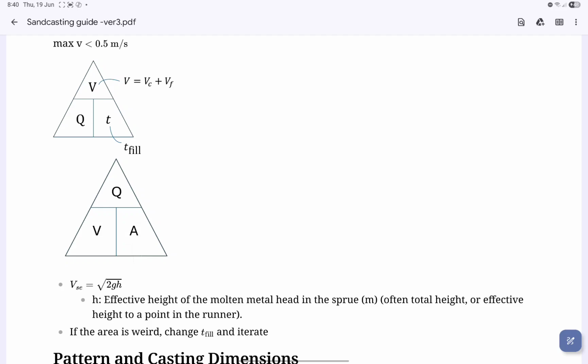Literally what these triangles mean is if I'm looking for Q, I cover Q with my finger, I know it's V over T. If I'm looking for V, I cover it with my finger, I know it's Q times T. If I'm looking for T, I cover it with my finger, I know it's V over Q. It's the same as just saying V equals QT. That is literally what this triangle is. It's just taking this and making it different. You can use the triangles, or you can just remember the equation V equals QT and Q equals small v a.